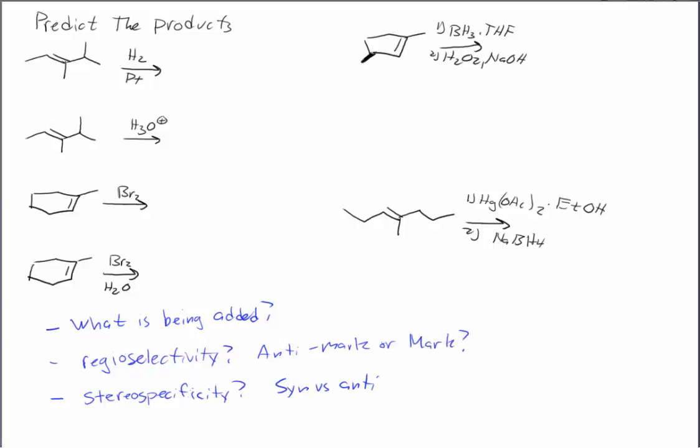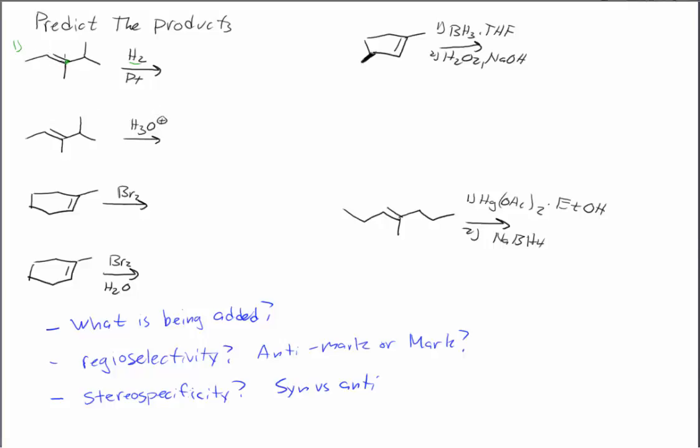Okay, so let's look at these 6 examples here. These are all addition problems. Towards the end of the chapter, you will get into more random predict the product type questions, but here we have all addition. So what is being added to the first one here? We're adding hydrogen, so there's going to be an H on both sides of the double bond.